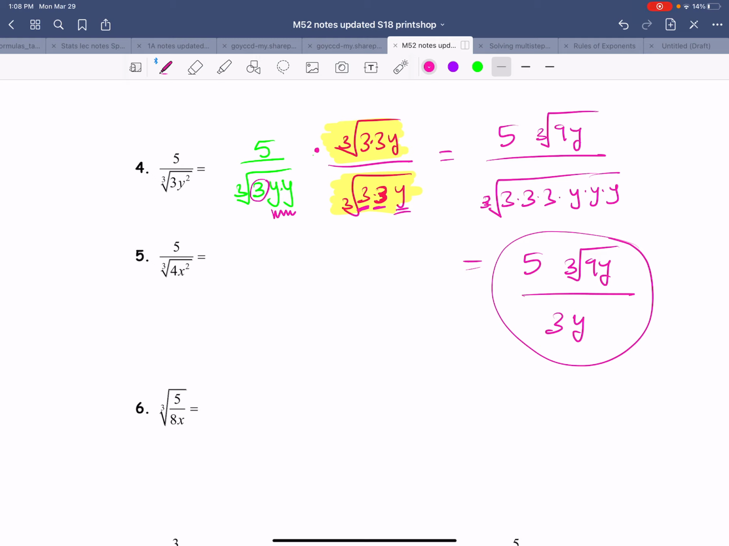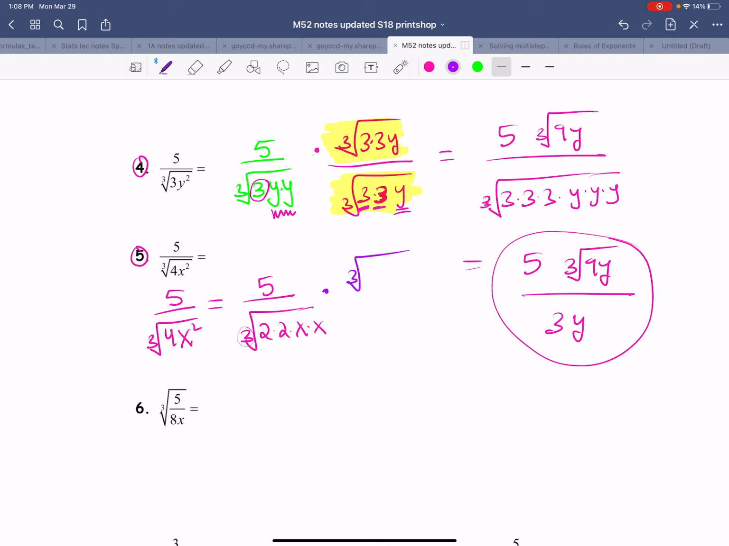Let's look at example number 5. For example number 5, I'm dealing with a cube root again, 5 over cube root of 4x squared. Okay, so I want to have a perfect cube inside. I'm going to write it slightly differently because I'm trying to think about if there's anything I can pull out of this cube root first of all. If not, then I need to think about what should I multiply the numerator and denominator with so that we have a perfect cube inside. Why do we want perfect cube?